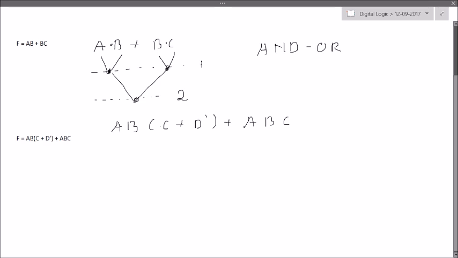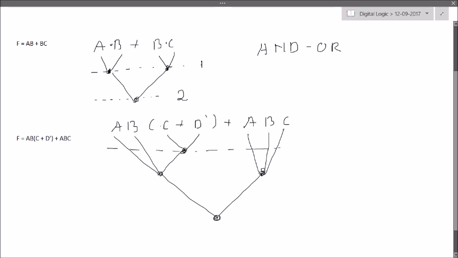Now let's go for the innermost level first. This is C plus D prime. That should be one gate. And then A plus B outside. It shows one gate. And that also includes the previous gate. And then A times B times C is a separate gate, which is also connected to another gate. So this circuit has 3 levels.